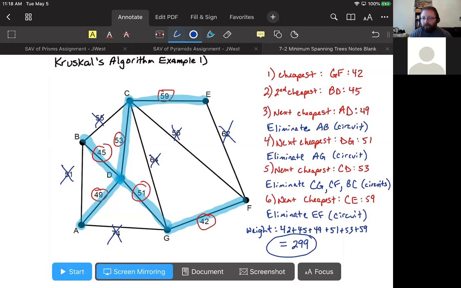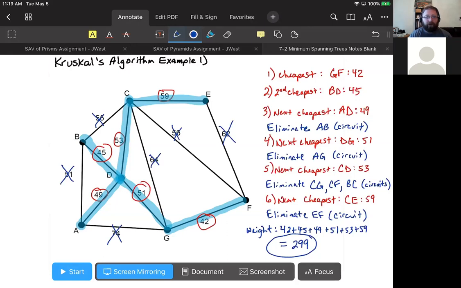Now, on the homework, I'm going to ask you in the Google form to explain your selection process. So what I've written on the right in red and blue, that is more or less what I'm looking for in that box. Okay? Now, maybe doesn't need to be that detailed. You could just say select GF, select BD, select AD, eliminate AB, select DG. See what I'm saying? Just go through your thought process so that I know what you're doing.